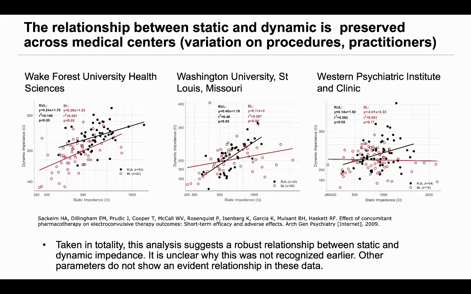We then wanted to see if this relationship would hold outside of this group of the 90 patients. And so we looked at Sackheim et al. 2009 and found that there was a statistically significant relationship between static and dynamic impedance that spanned all three centers, with the exception of the BL montage at Western Psychiatric Institute and Clinic.